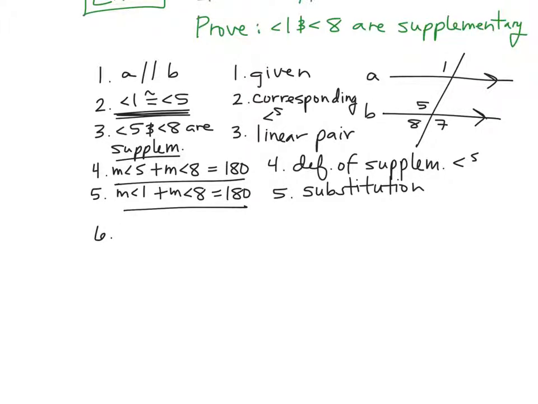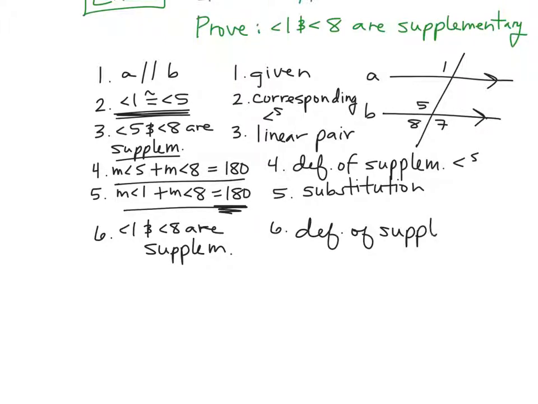Okay, so if that's the case, then I can say angle 1 and angle 8 are supplementary, which is what they asked us to prove, right? Prove that they are supplementary. How do I know that? How do I know they're supplementary? What is the step before telling us? Telling us they equal 180, which is the definition of supplementary angles.